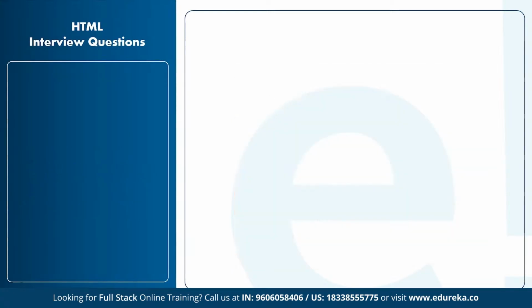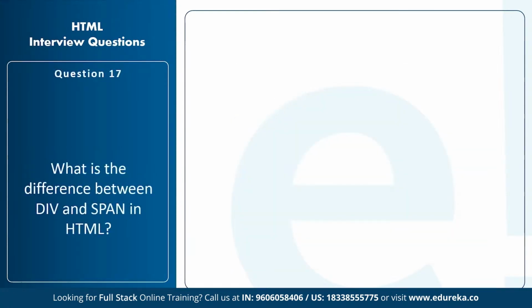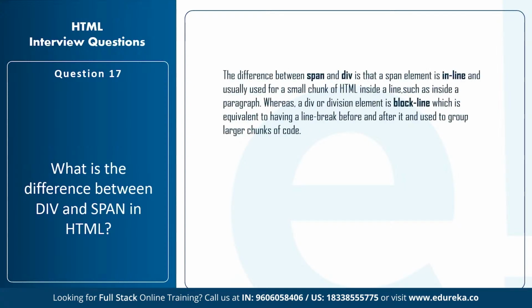Now the next question is, what is the difference between the div tag and the span tag in HTML? Now the difference between the span and the div is that a span element is inline and usually used for a small chunk of HTML inside a line, such as inside any particular paragraph. Whereas the div or division element is the block line, which is equivalent to having a line break before and after it and used to group larger chunks of code.